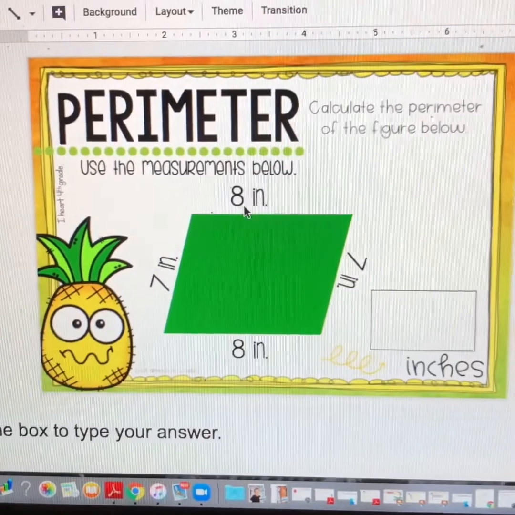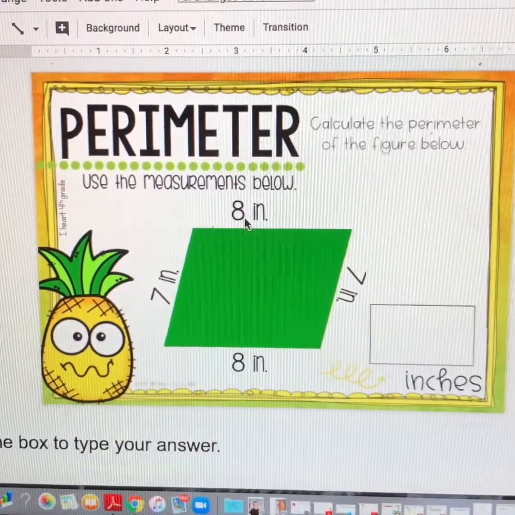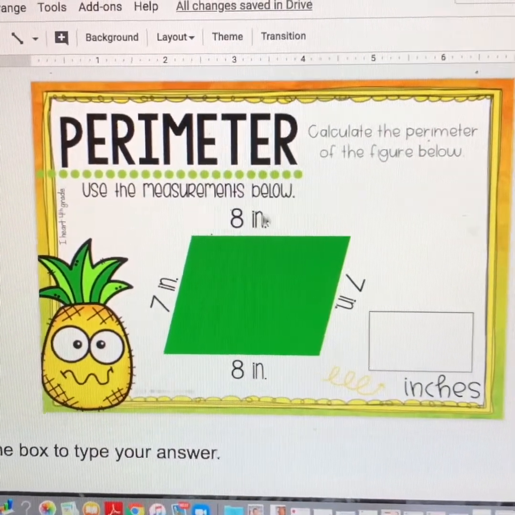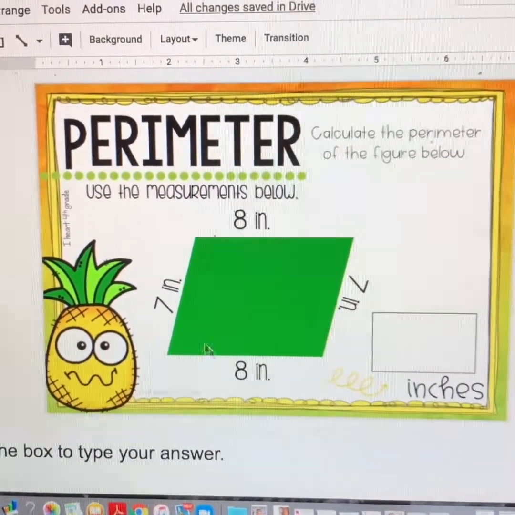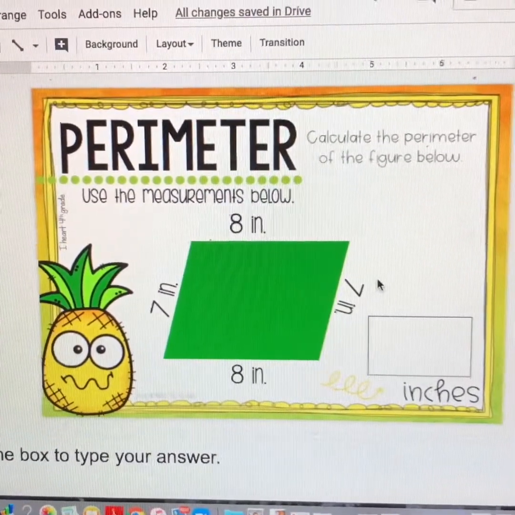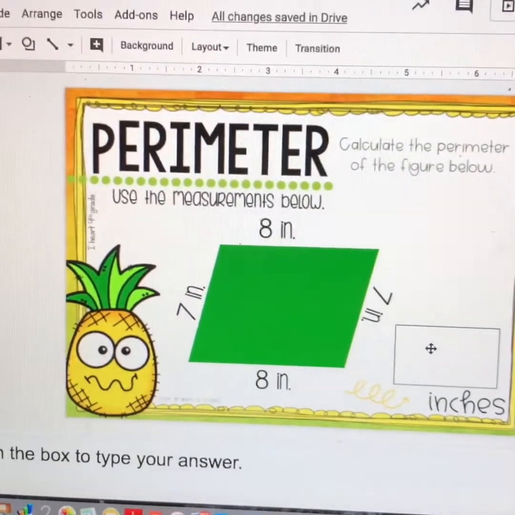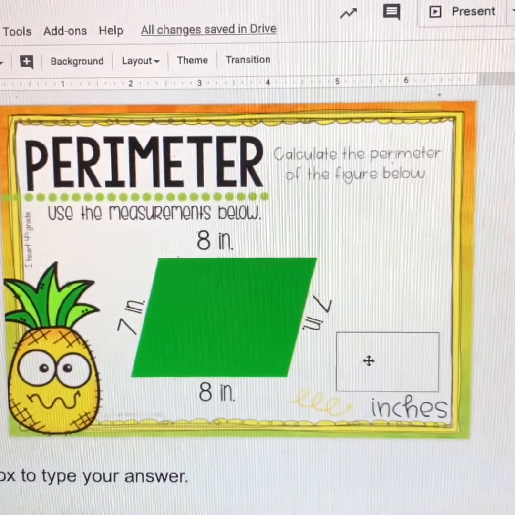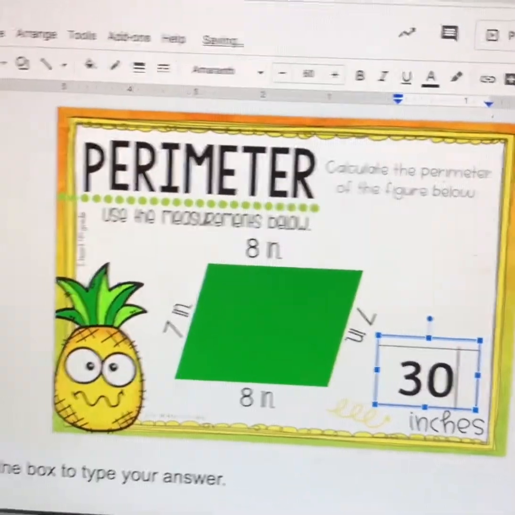Okay, here we have a parallelogram. It is 8 inches by 7 inches. We need to add up all the sides. I know 8 plus 8 is 16, and 7 plus 7 is 14. Now I could stack my 16 plus 14 on a piece of scratch paper and add them up together. I know though that 16 plus 14 is 30 inches.